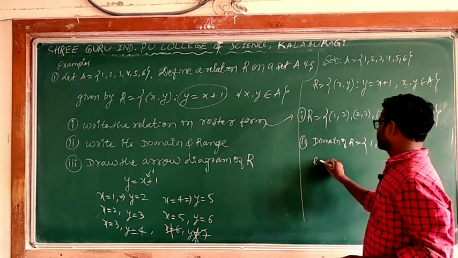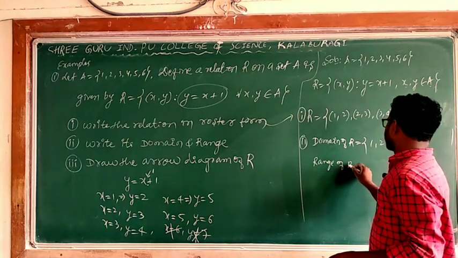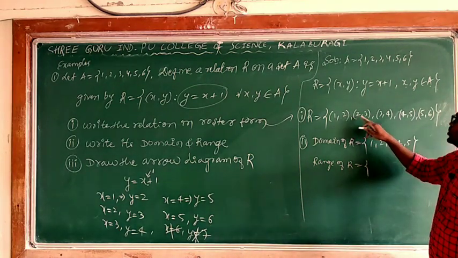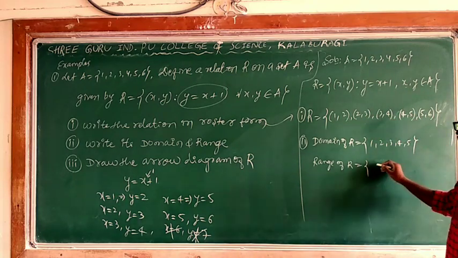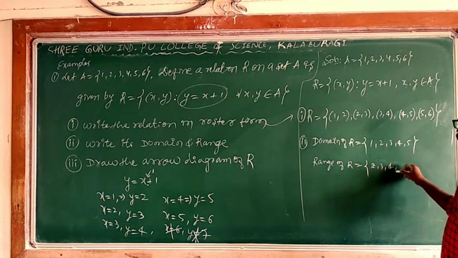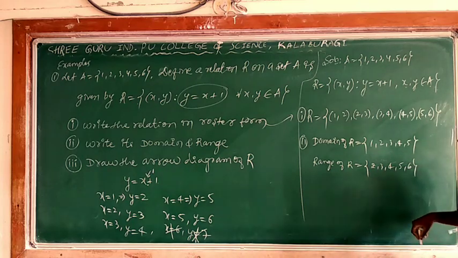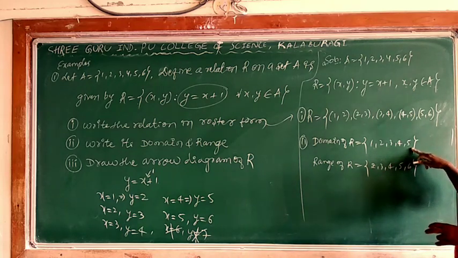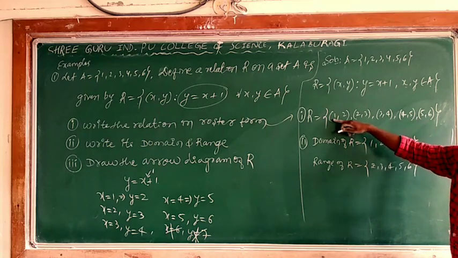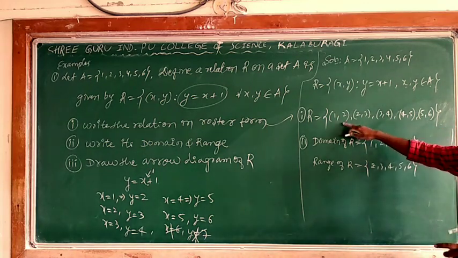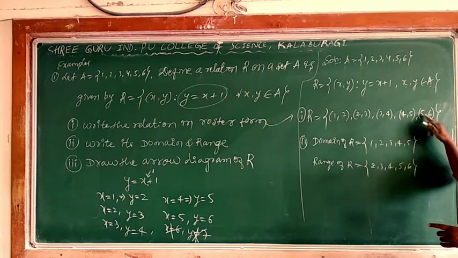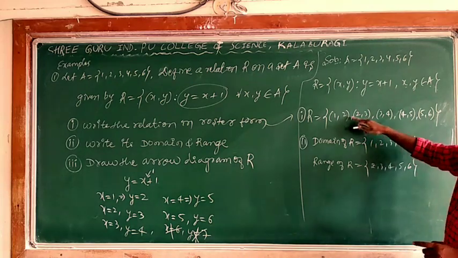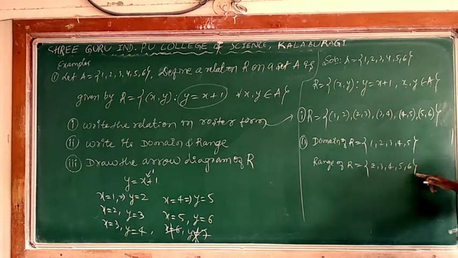What is the range? The range of R is the second elements of the ordered pairs. What are those? 2, 3, 4, 5, 6. The set actually has 1, 2, 3, 4, 5, 6, but the domain has only 1, 2, 3, 4, 5, because we are not taking 6 here. The first elements in this roster form are 1, 2, 3, 4, 5. This is the domain. The range is the second elements of the ordered pairs: 2, 3, 4, 5, 6.